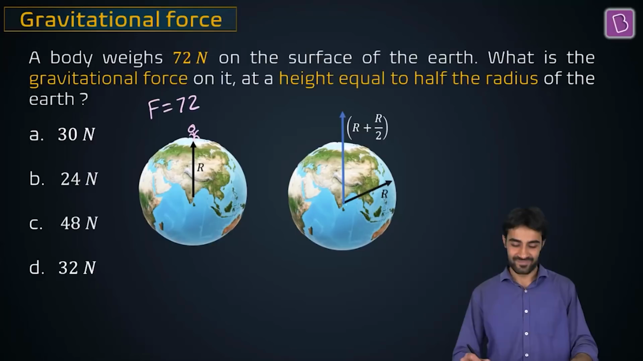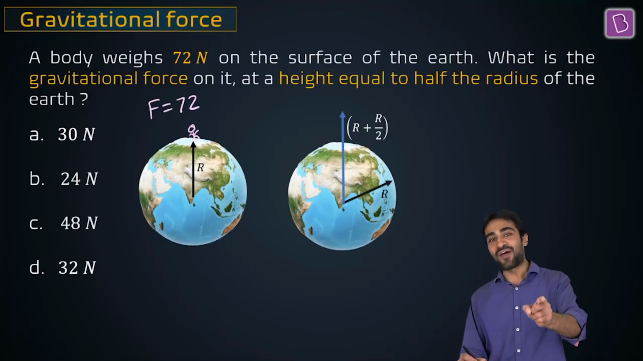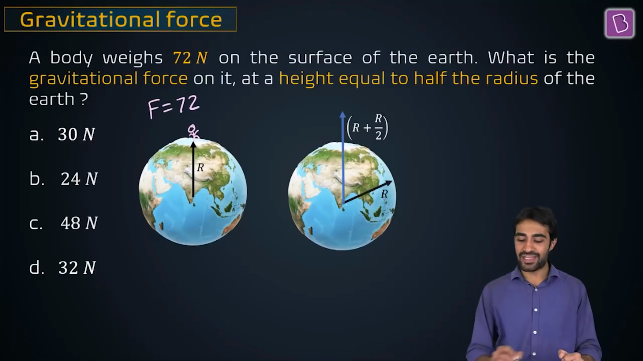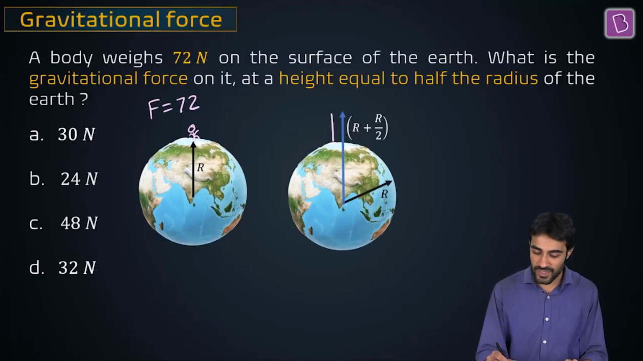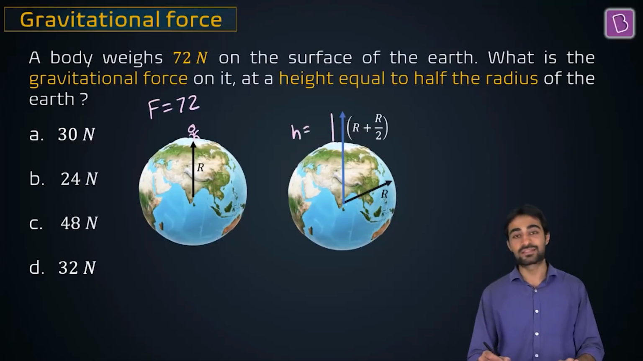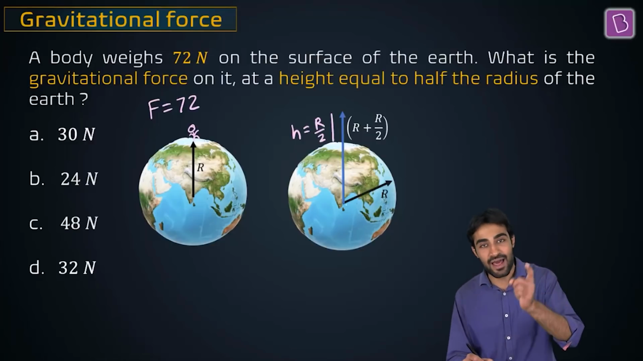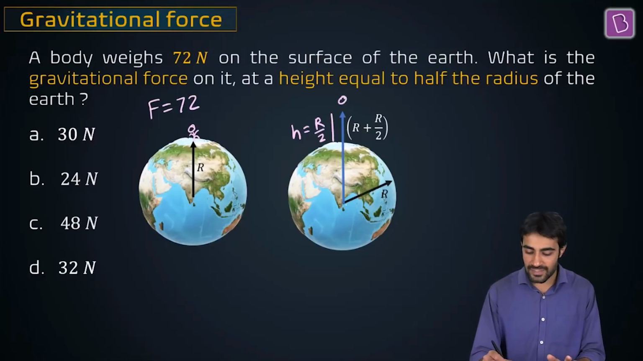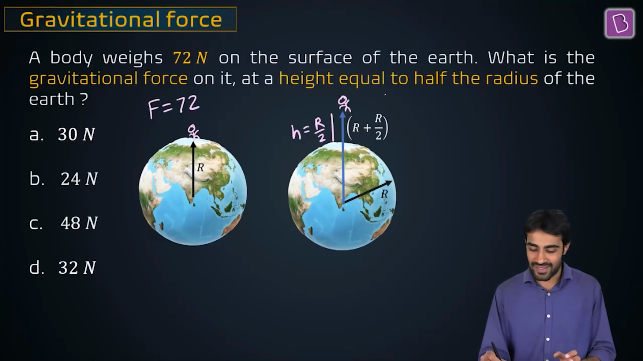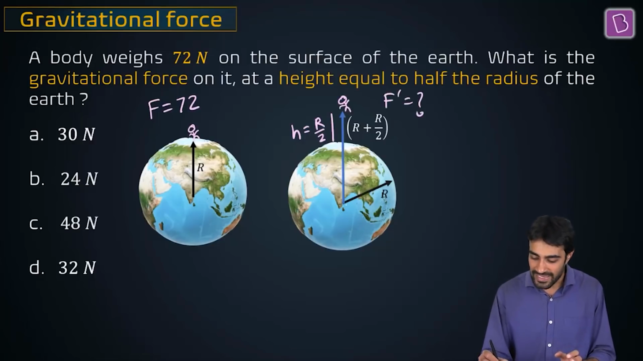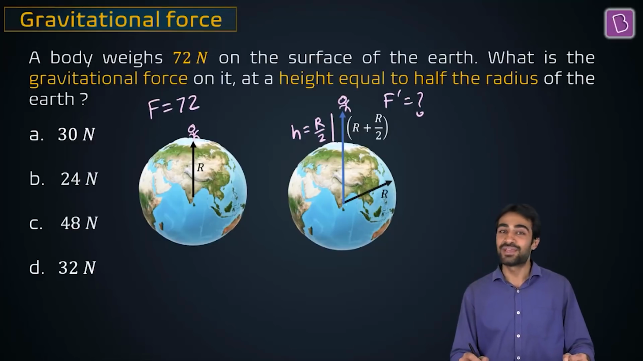All right. What is the gravitational force on it at a height equal to half the radius of the earth? Now, he is at some different location. His height from the surface of the earth is equal to half the radius of the earth. It is capital R by 2. When the boy is at this location, what is the gravitational force on the boy? This is the question. We have to find the gravitational force. Did we get the question?